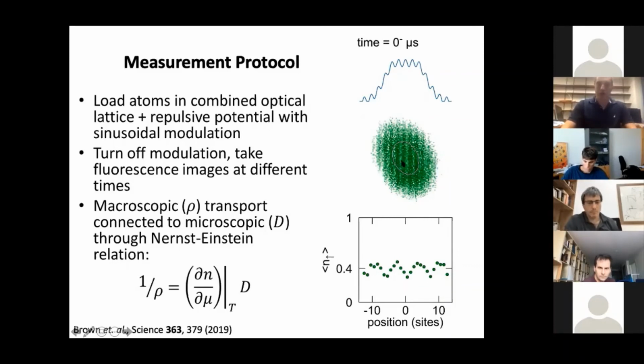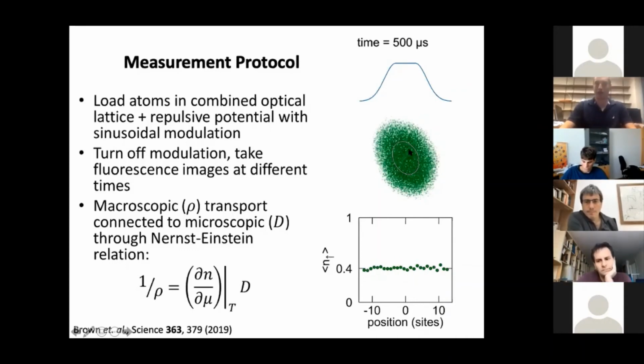So here's a movie of what's happening. This is at time equals 0. You have these stripes along one direction, and then very quickly, within a few hundred microseconds, the pattern equilibrates. And this elliptical region here is the region where we flatten the density profile, so we get a uniform density. So this time scale corresponds to a time scale on the order of a few tunneling times, basically.